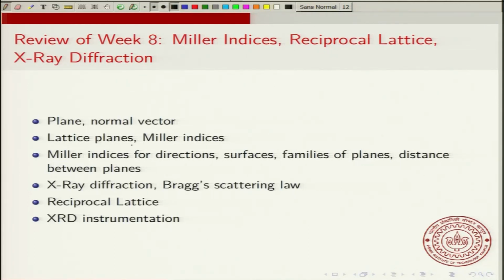We learnt the concept of lattice planes and Miller indices for directions, surfaces, families of planes, distance between planes, and we also showed how to calculate the distance between planes. Then we learnt about X-ray diffraction, Bragg scattering law, we learnt about the reciprocal lattice and some details about the instrumentation for the X-ray diffractometer. So, now let us do a couple of practice problems.